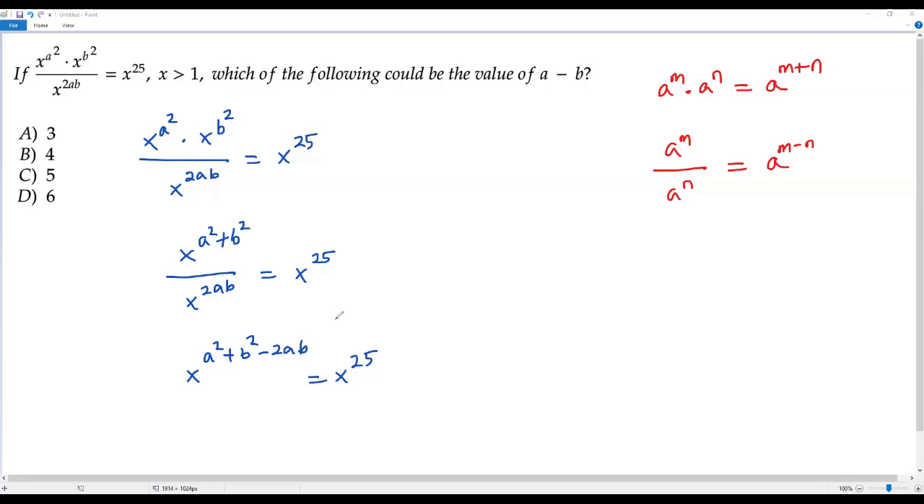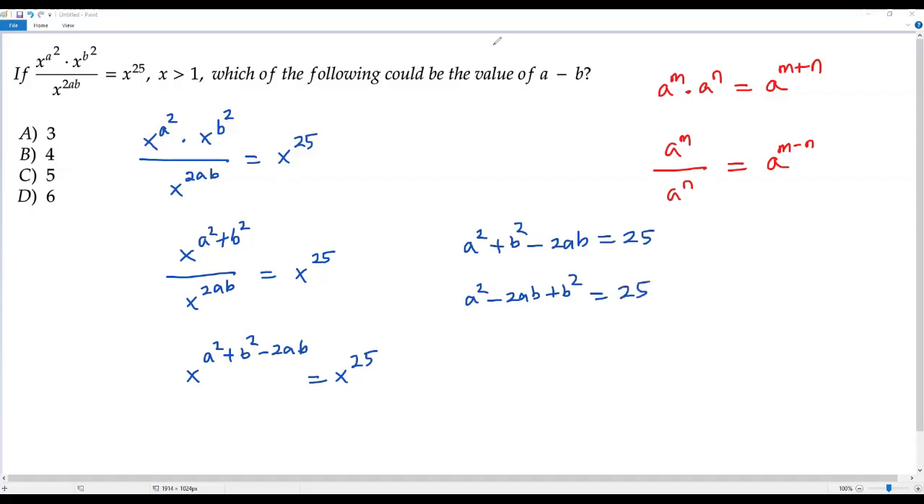Whenever two terms are equal with the same base, the exponents can be equated using the one-to-one property of exponential equations. So here, the exponent on the left side is a square plus b square minus 2ab. The exponent on the right side is just 25. So we can equate the exponents. When I do so, a square plus b square minus 2ab equals 25. And we can write this as a square minus 2ab plus b square equals 25. Let me write it over here.